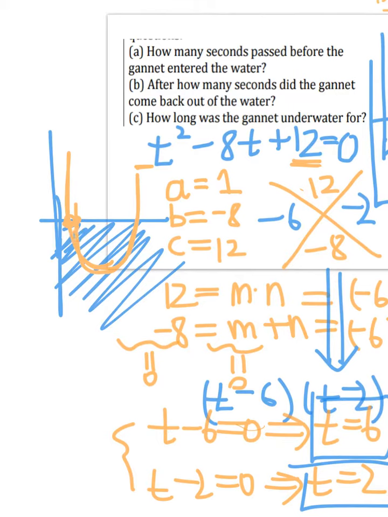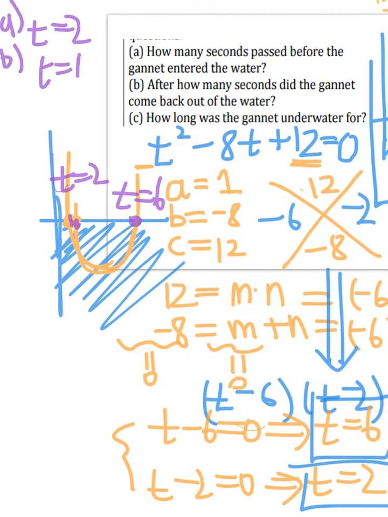So that graphically makes sense because we know that we found the 2 values where t equals 2 and t equals 6. So we actually have found both values. So at t equals 2, it enters the water, and at t equals 6, it comes out of the water.